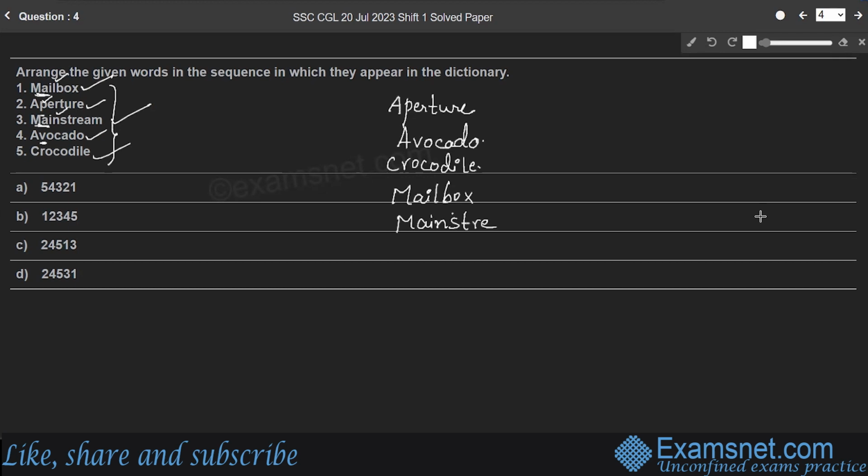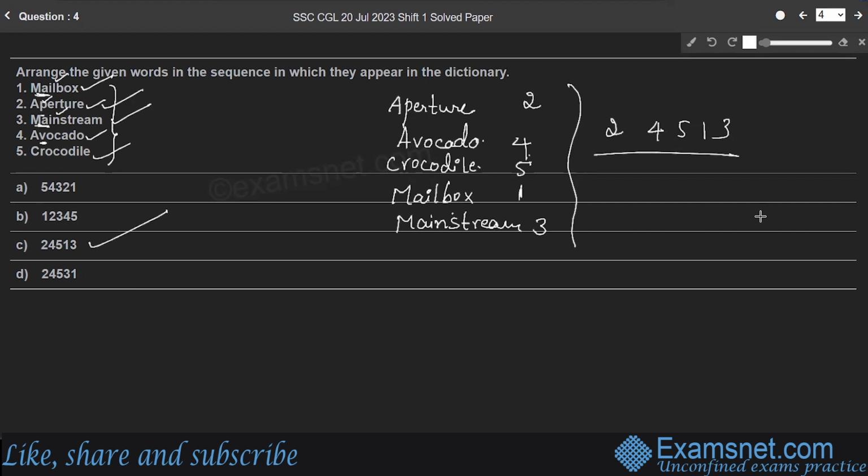Therefore, the order of these words would be: aperture, which is the second word according to the given arrangement; avocado, the 4th word; next comes crocodile, the 5th one; next comes mailbox, first; and mainstream is the 3rd word. So the order is 2, 4, 5, 1, 3. Option C is the right answer.